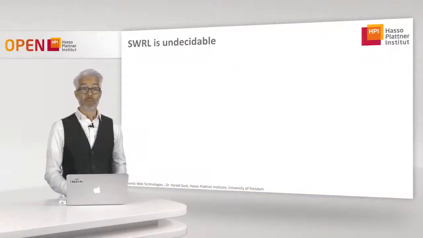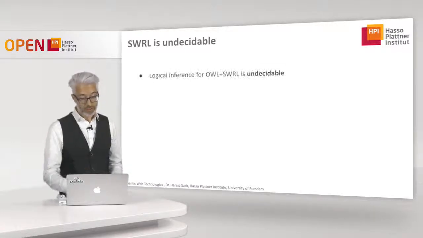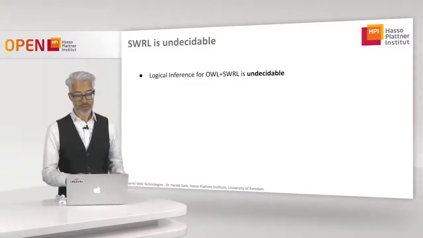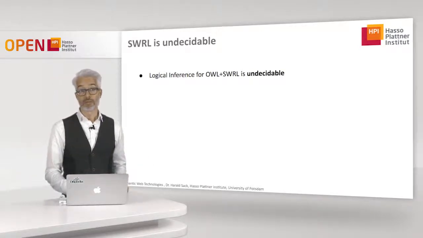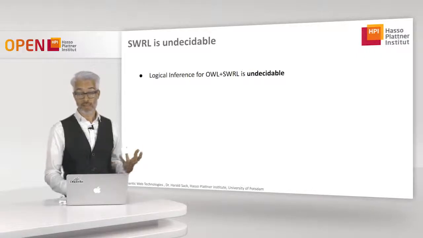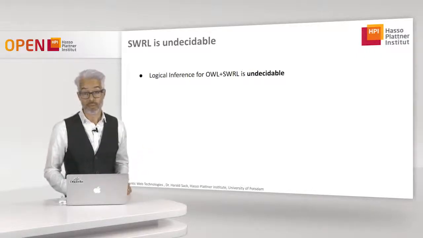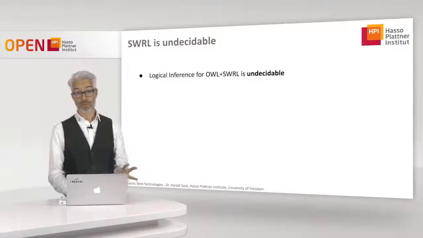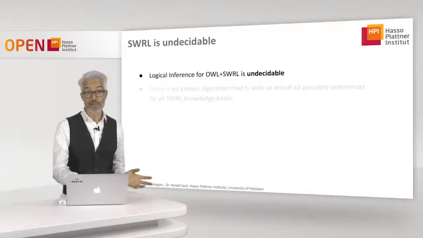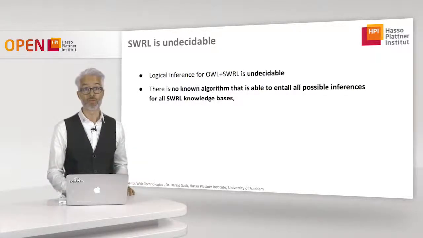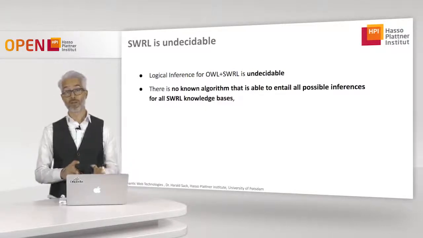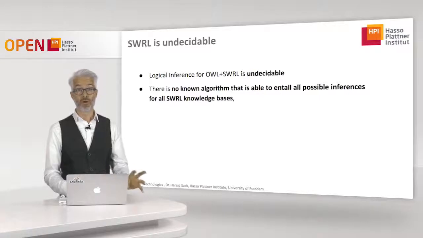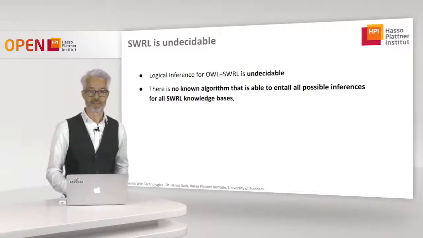Okay, what remains is, what we already know, SWRL is undecidable. So if we combine OWL and SWRL together, logical inference is usually undecidable. We cannot simply say that an algorithm really comes to an end if it tries to check consistency, at least not for all expressions. So there is no known algorithm that is able to entail all possible inferences for all SWRL knowledge bases.